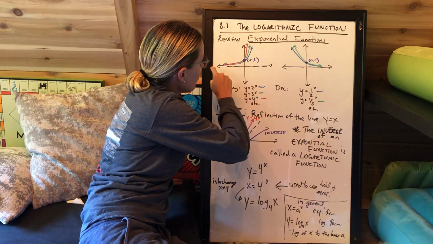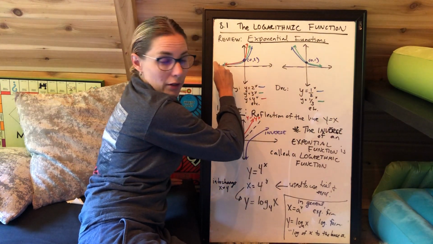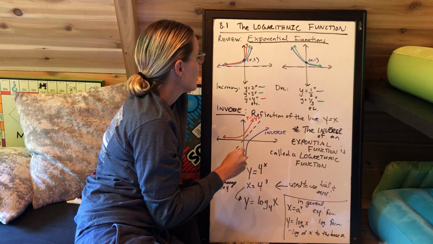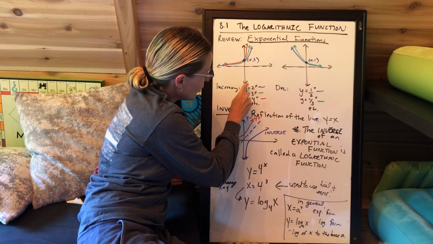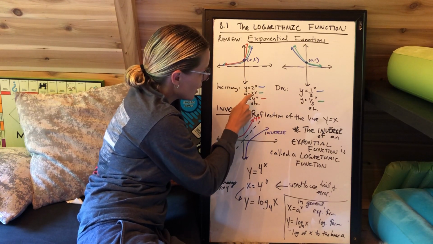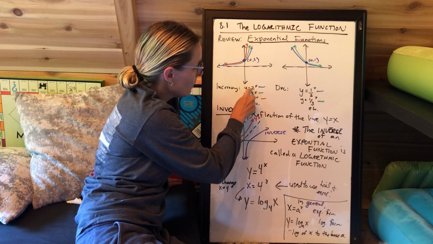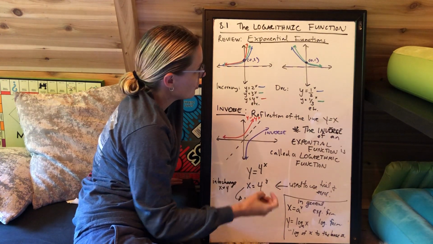So a couple things to remember. There was an asymptote that sat on the x-axis that meant it was going to approach but never touch. There was a specific y-intercept of (0, 1) that they all went through. The larger the base got in an increasing function, and increasing functions all had a base of greater than 1, the larger it got, the steeper it increased, the faster it increased.